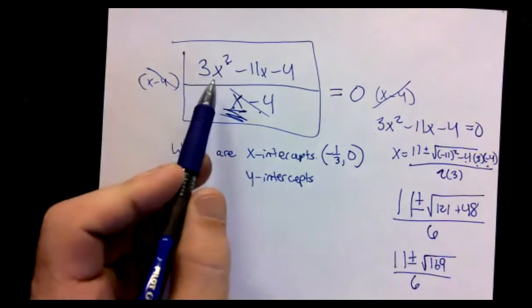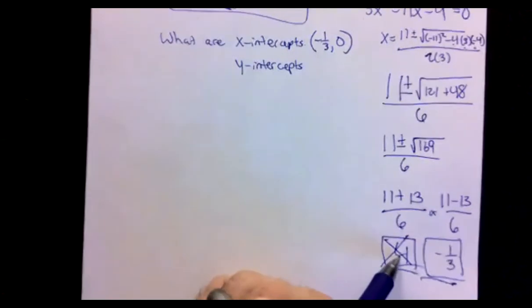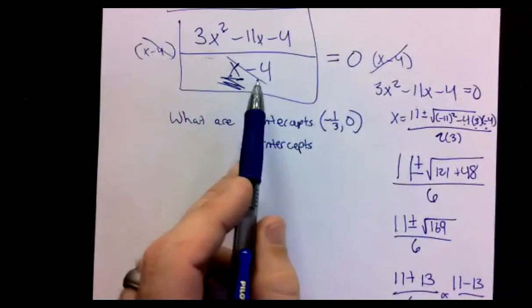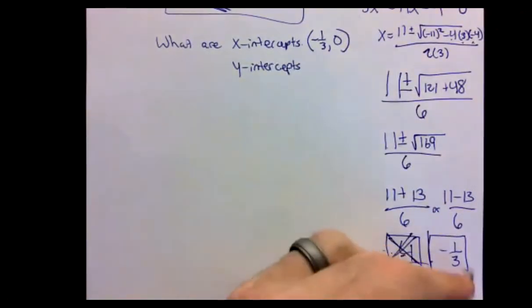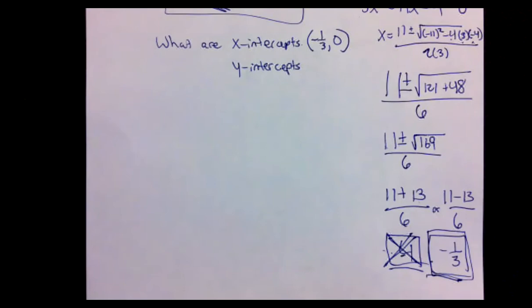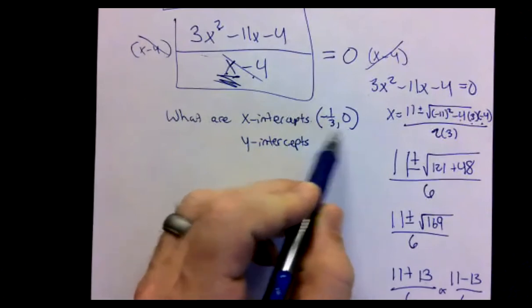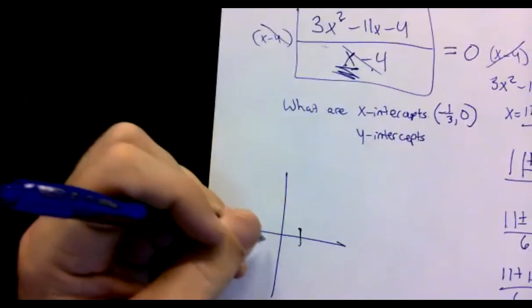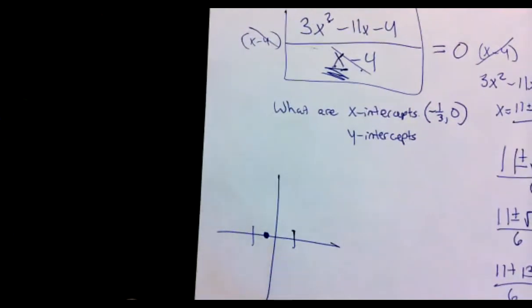So again, what causes this to equal 0 is when the top is 0, which is what we solved. But if we go back and check our solutions, my positive 4 actually causes division by 0, so we have to eliminate it. It can't be an intercept. So this is the only one that can. And again, writing your x-intercept as a coordinate is always your x value and then comma 0. That's where you're going to cross your x-axis. So if we're looking at the graph, at negative 1/3, 0 is where I'm going to cross my x-axis. So whatever the graph does, it's going to cross the x-axis here.